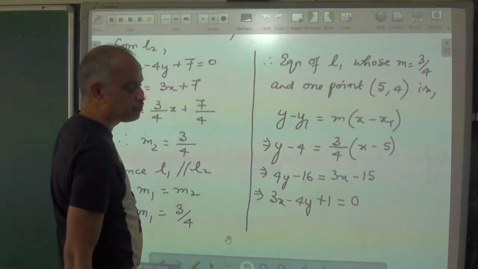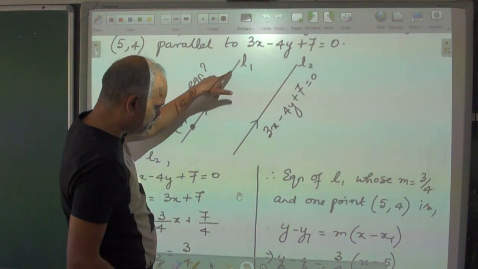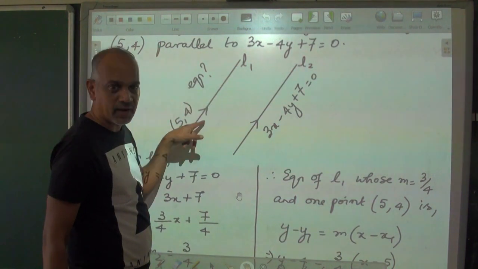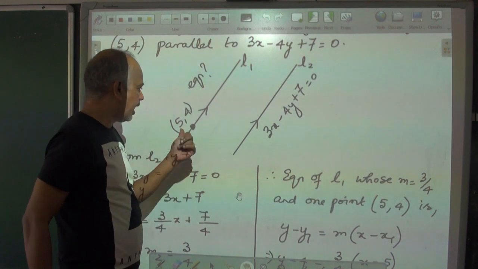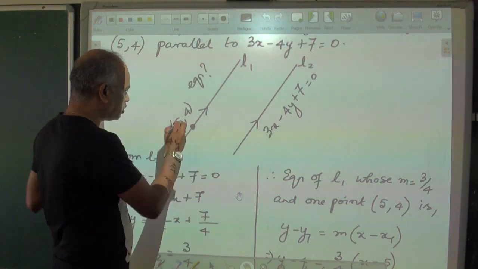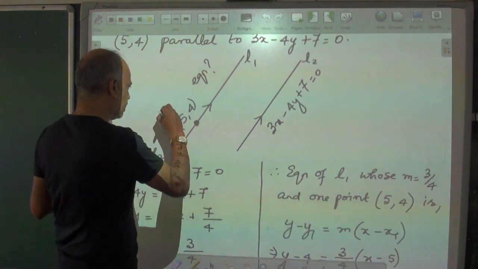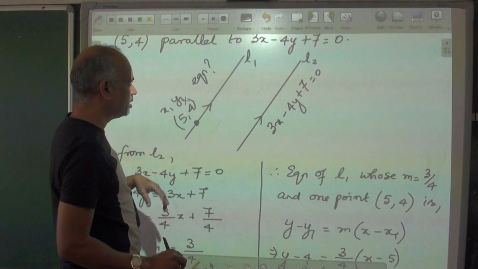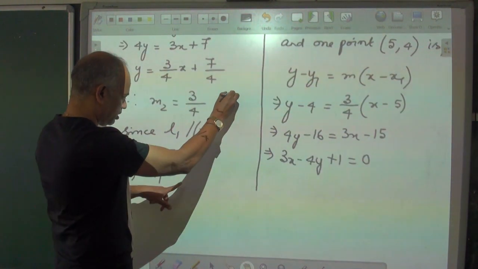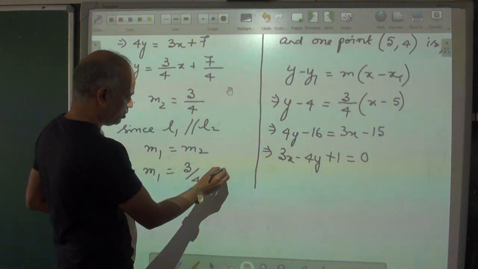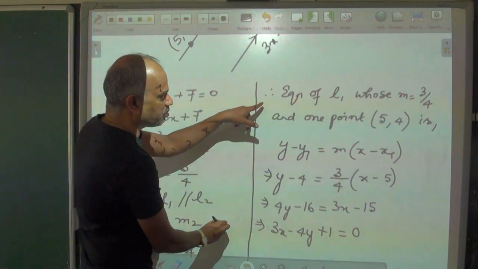But the question was to find the equation of this line. What we found till now is the slope of line 1. M1 was found. So you know the slope and you know one point. Assume this one point as x1, y1, and the slope is what we got just now. The slope was 3 by 4. Use this slope and this point and find its equation.